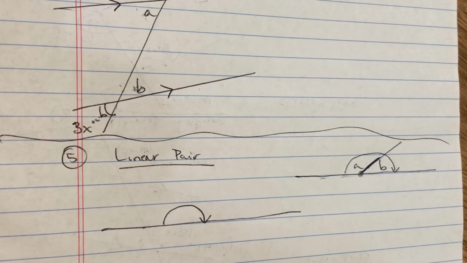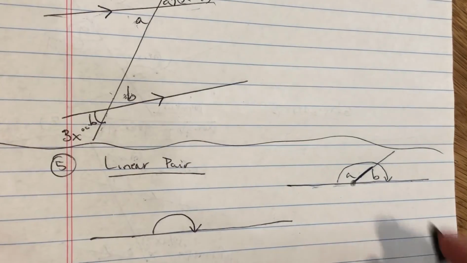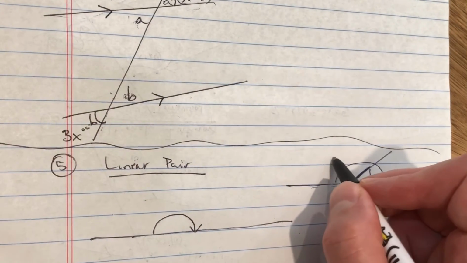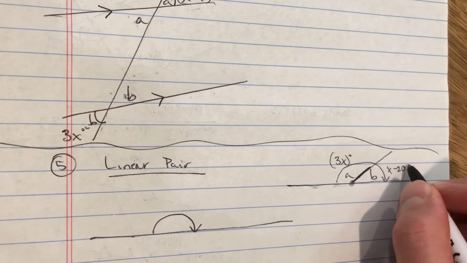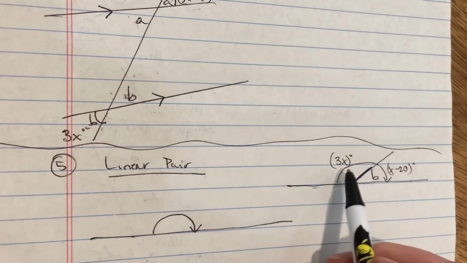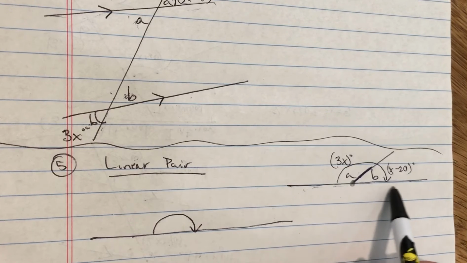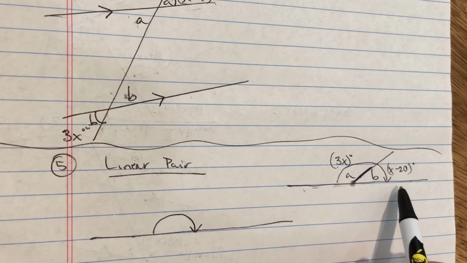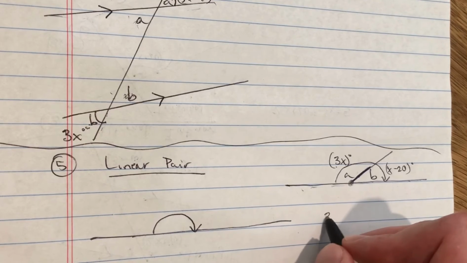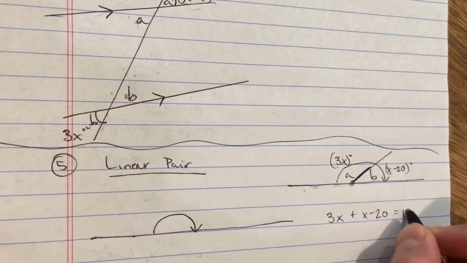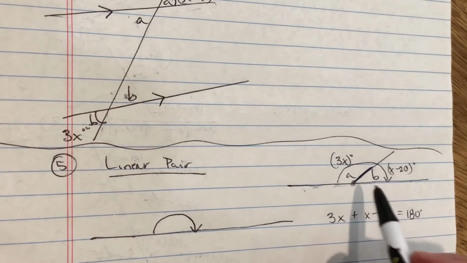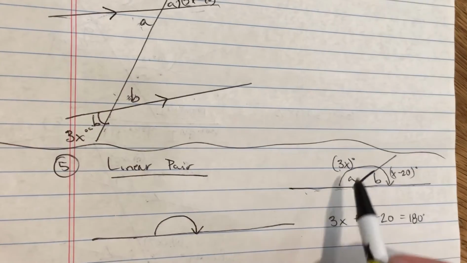So if we had to set up something like, if this is 3x degrees for angle A, and angle B is x minus 20 degrees, and these angles, because collectively they make a straight segment that has to have 180 degrees, they're supplementary. The equation we could write then is 3x plus x minus 20 equals 180 degrees. Solve that from there, and then you could figure out what each individual angle measure is, and collectively they'd have to add up to 180 degrees.